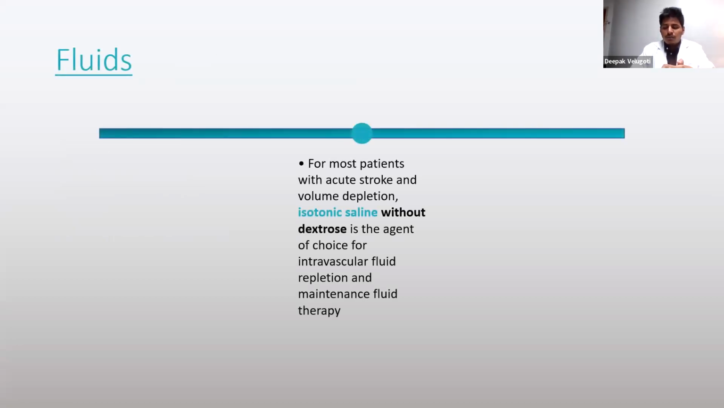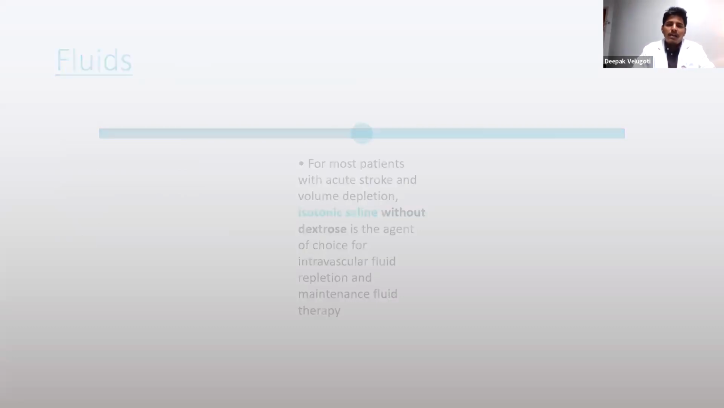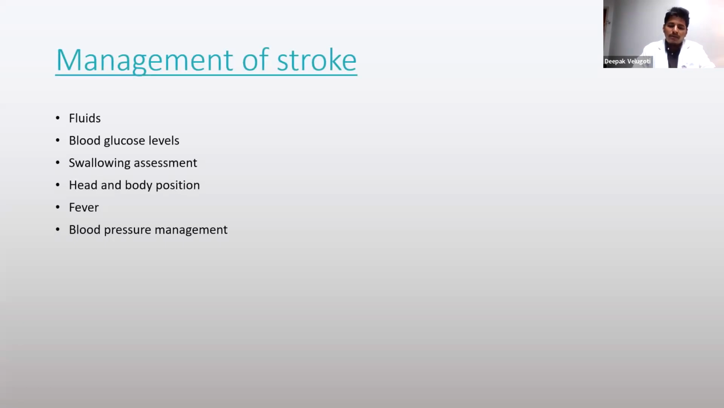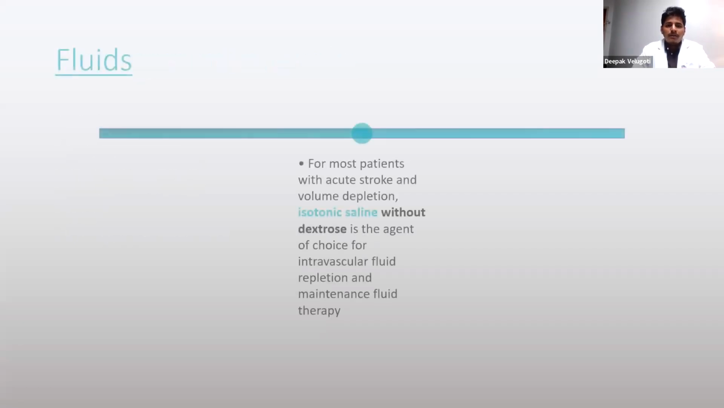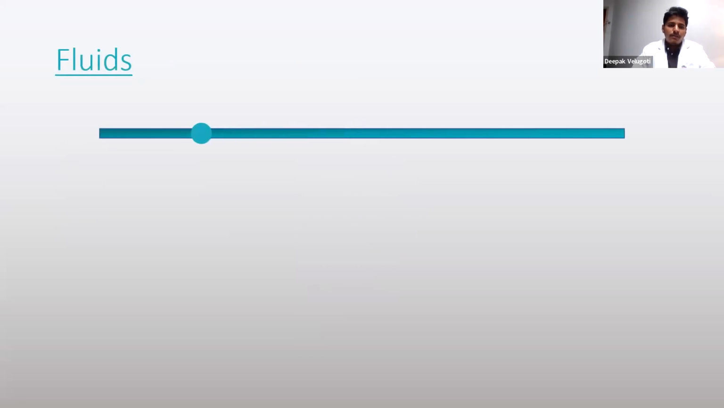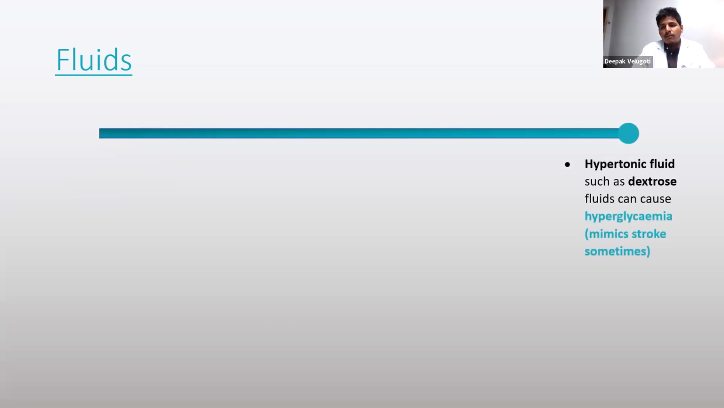most patients that had stroke are associated with dehydration and volume depletion. So we have to administer isotonic saline without dextrose, which is the choice of intravenous fluid for repletion and the maintenance therapy. Fluids which are hypotonic and hypertonic are contraindicated because the patient can develop cerebral edema with the hypotonic fluids, and in the case of hypertonic fluids such as dextrose, they can cause hyperglycemia. Sometimes it can mimic stroke.